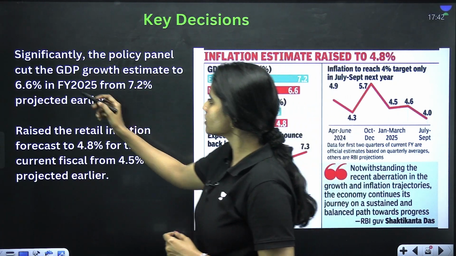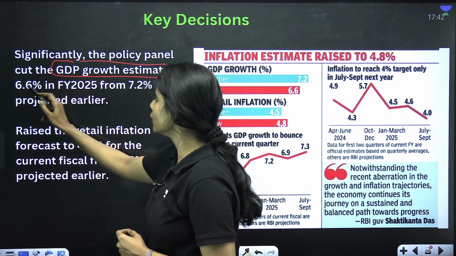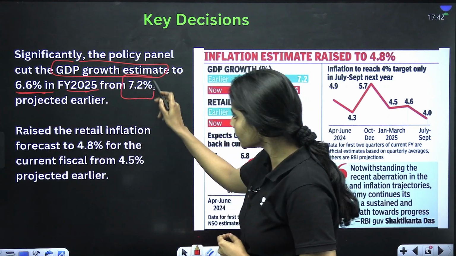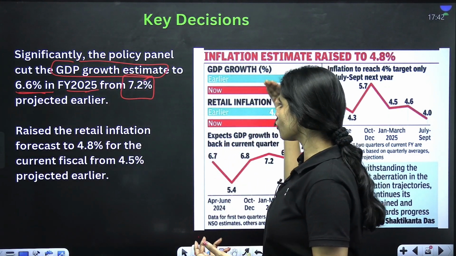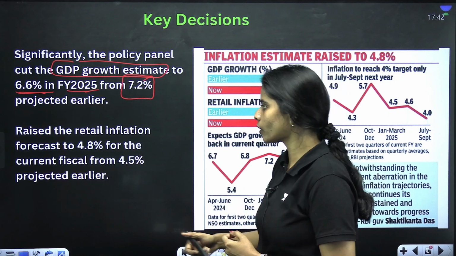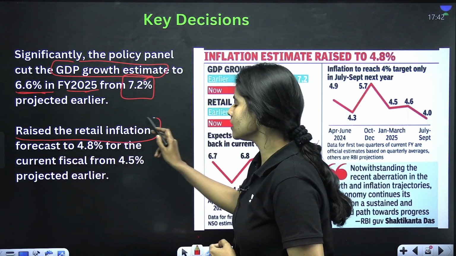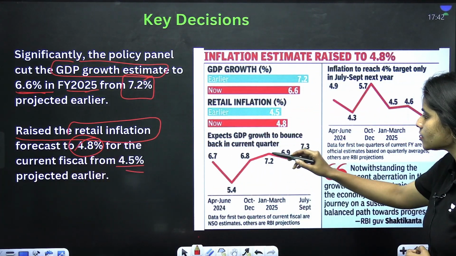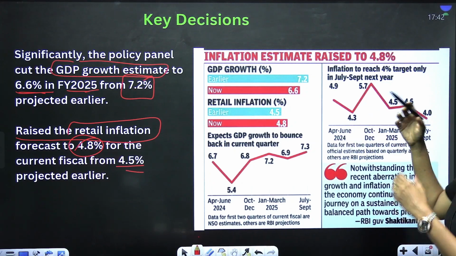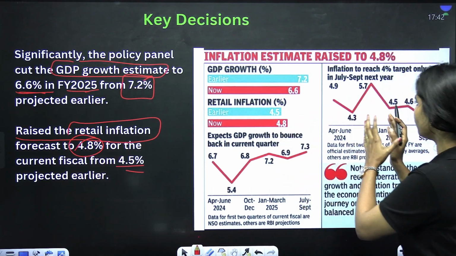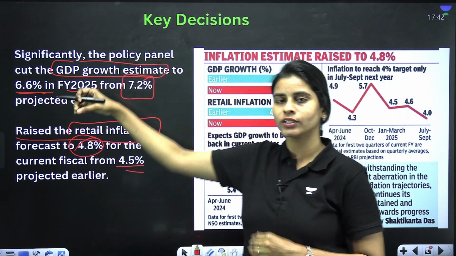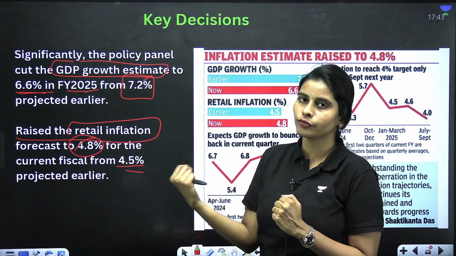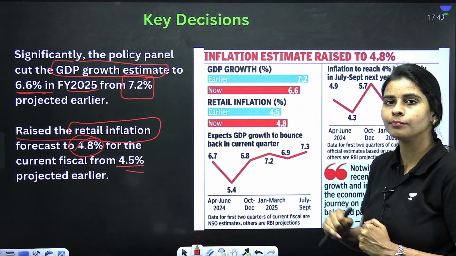And then apart from this, RBI has changed the growth projections that it had for India. So now the policy panel cut the GDP growth estimate to 6.6% in the next year, as compared to 7.2% projected earlier, because of the other factors that we discussed before. And then it also raised the retail inflation projection to 4.8% from 4.5%. So this is the projected growth rate of the country as well as the inflation. So RBI has made changes to both. It has reduced the growth rate estimate and it has also changed the inflation estimate from 4.5% to 4.8%.